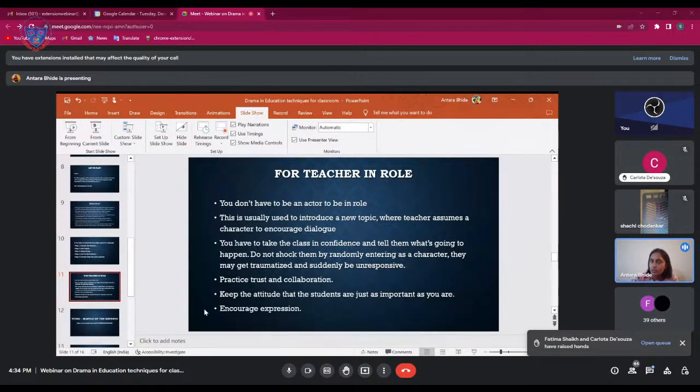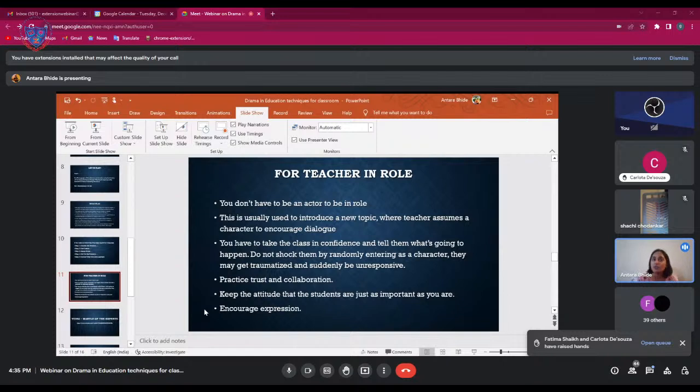You can use teacher in role to introduce new topics, or you can do it as a practice. You can be teacher in role very often. It's up to you. If you like doing that, if your students enjoy that, if they're learning better when you do that, then why not? But make sure that you're encouraging dialogue when you're doing that, okay?